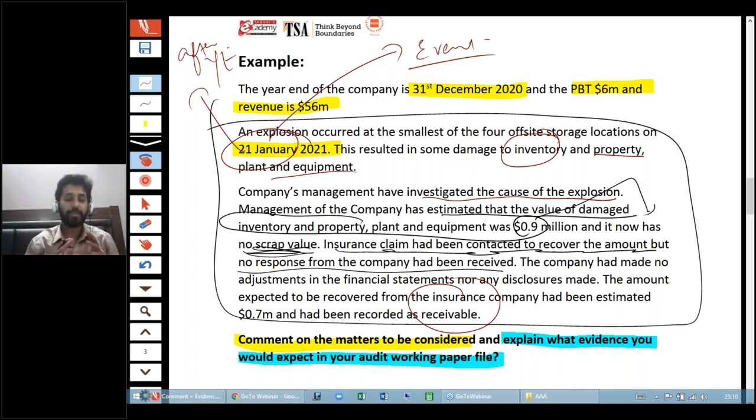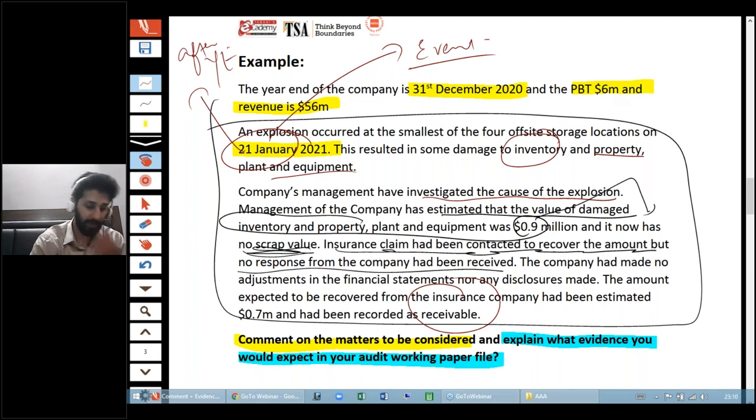It's a matter of IAS 10. Can you please tell me in the question box whether it is an adjusting or non-adjusting event? It's a non-adjusting event, completely non-adjusting, right? It's a non-adjusting event because IAS 10 says that.